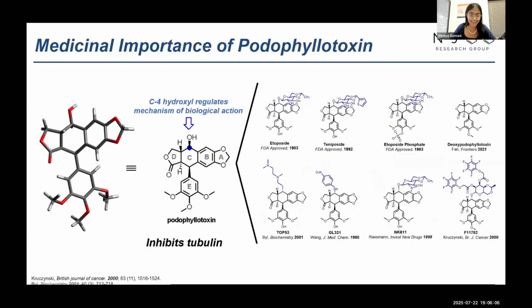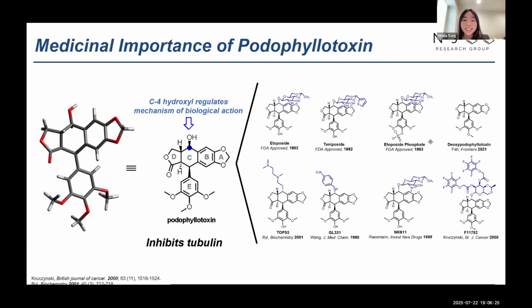Okay. So a lot of researchers have synthesized and evaluated a bunch of podophyllotoxin derivatives, and they found that the C4 hydroxyl regulates the compound's mechanism of biological action.